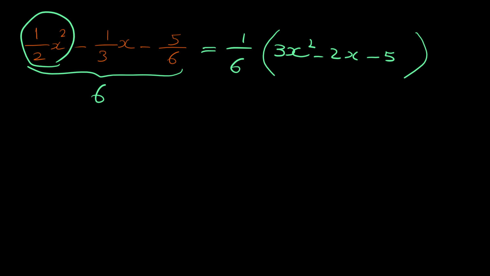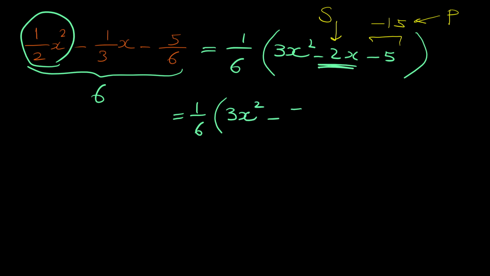We use the method we used in the previous question for factoring this trinomial. 3x to the 2 minus 2x minus 5. 3 times negative 5 is negative 15. Now we look for two numbers that the product is negative 15, their sum is negative 2. What are those numbers? Those numbers are negative 5 and 3. So we write 1/6 times, we split this middle term and we write it as negative 5x plus 3x minus 5.